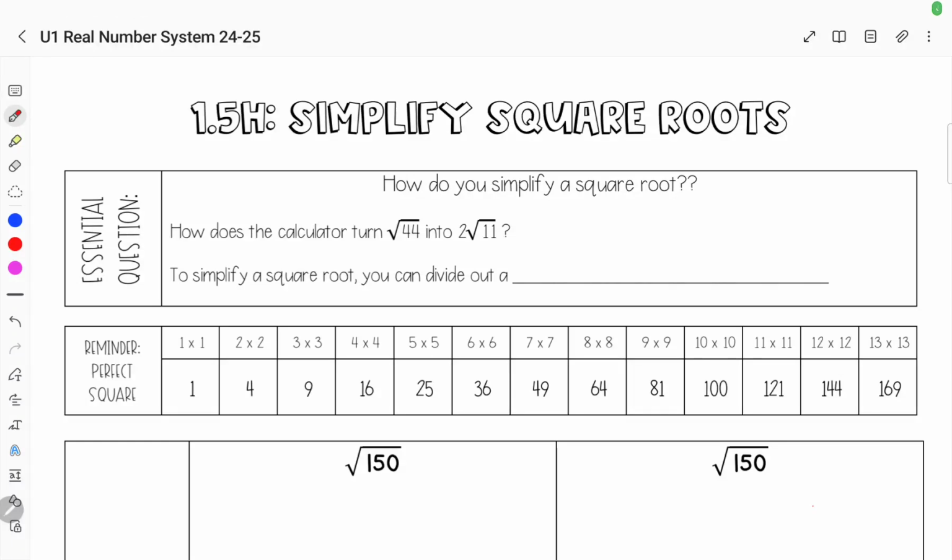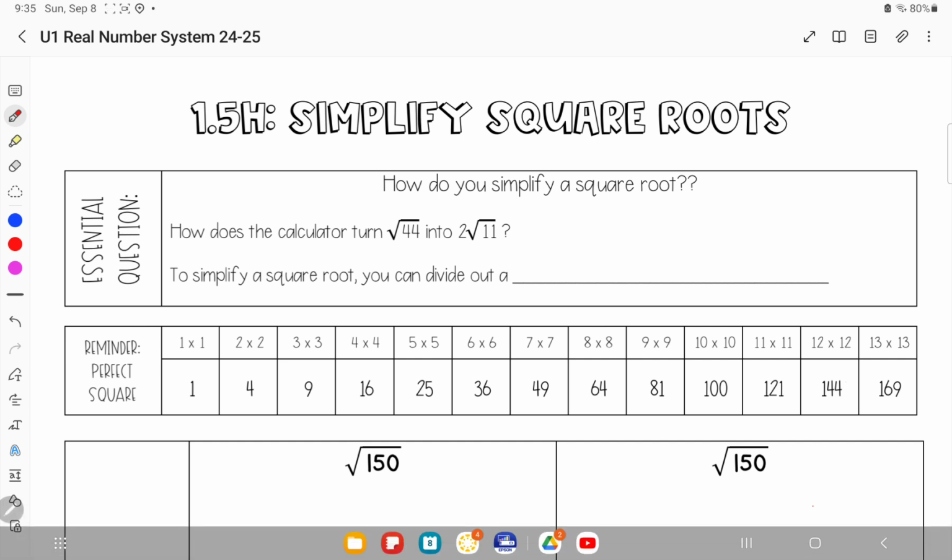This is on simplifying square roots. So your calculator will do this for you, but you need to understand why it is what it is, because you will have to turn in work for your credit on this one. If you put the square root of 44 in your calculator, you would get 2 root 11. Like that's how it would come out.